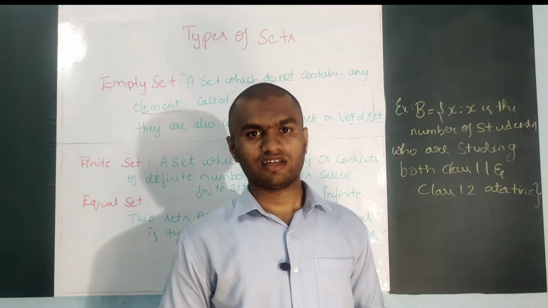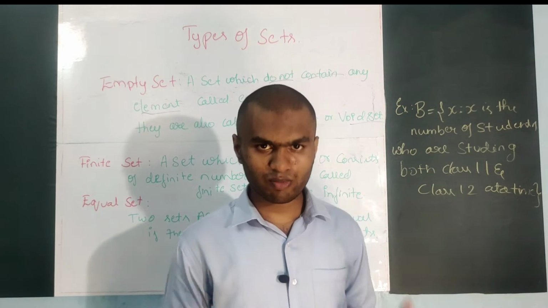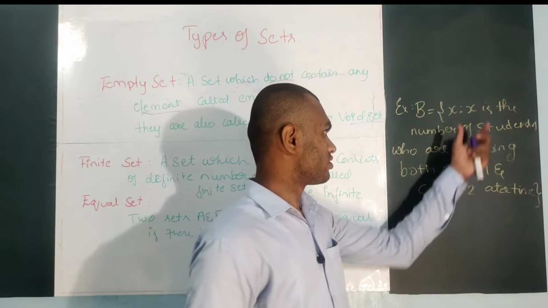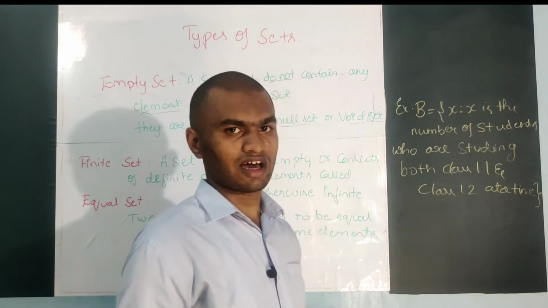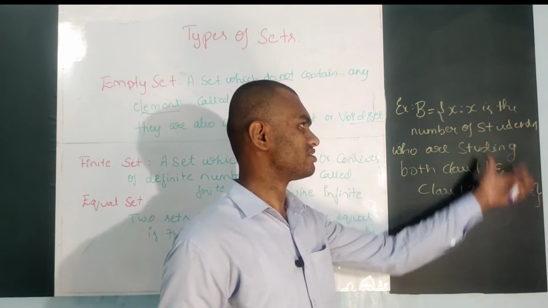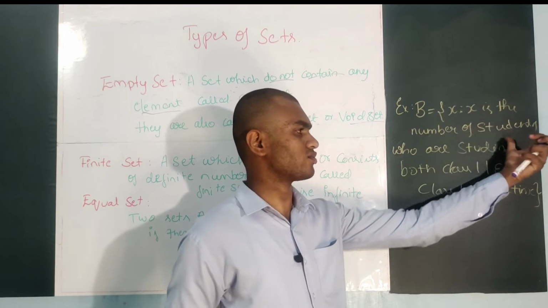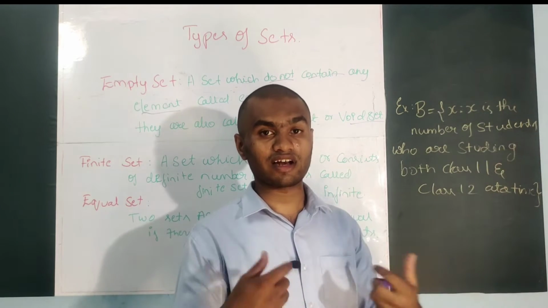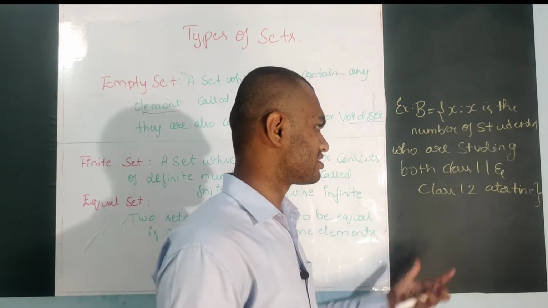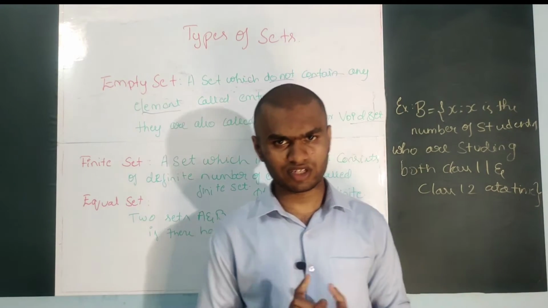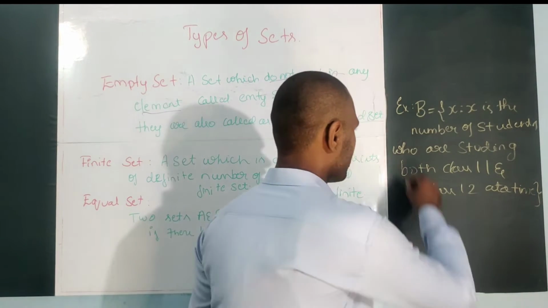Can we study both class 11 and class 12 at a time? Is it possible? No. So it clearly says that there is no student, or no element, in this set. Set X is the number of students who are studying in both class 11 and class 12 at a time. Is this possible? It is not possible. So it is an empty set.